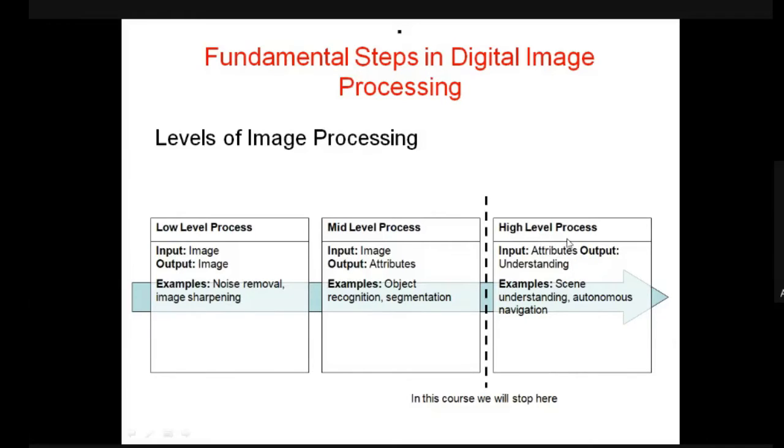Then next is high-level processing, where the input is attributes and the output is understanding and acting on it. For example, autonomous navigation. The input attributes will be given, and according to that, the system has to understand and drive the vehicle autonomously.